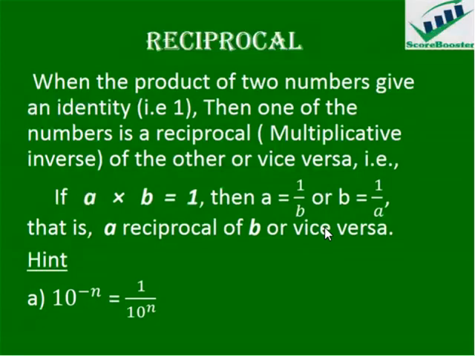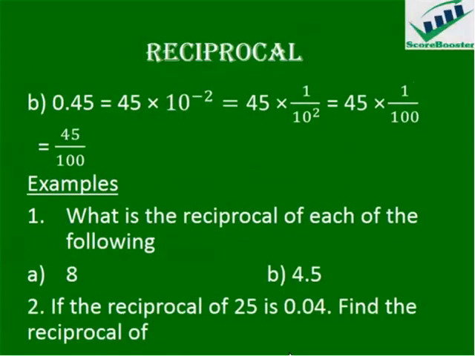So there are some hints given here, and this is the only rule of indices that you apply here. 10 raised to power minus n equals 1 over 10 raised to power n. This is one of the rules of indices, which you are going to need very much when you are dealing with reciprocal. And also, you must know how to convert decimal to standard form. I think that is a primary school thing, how to convert a decimal number to its standard form.